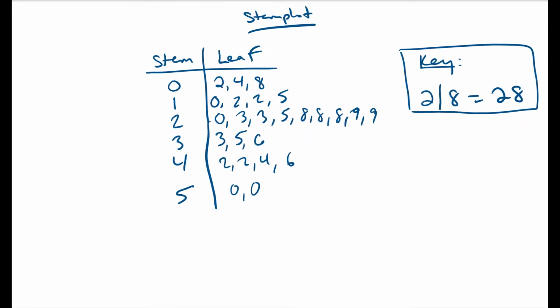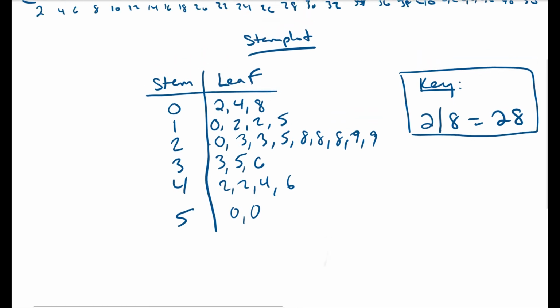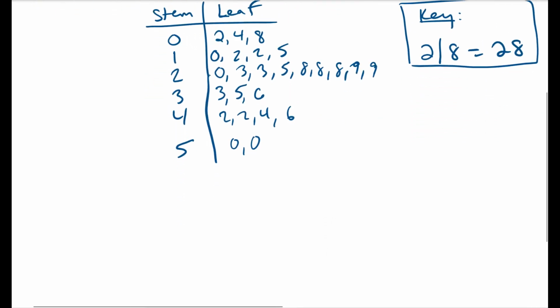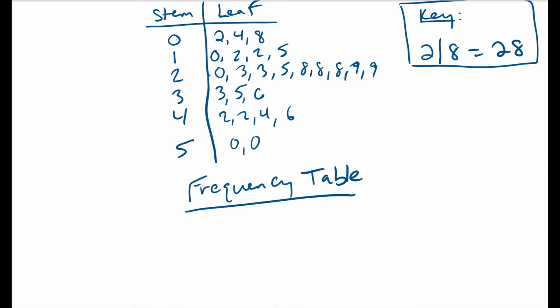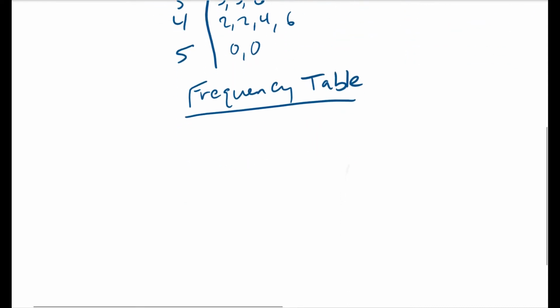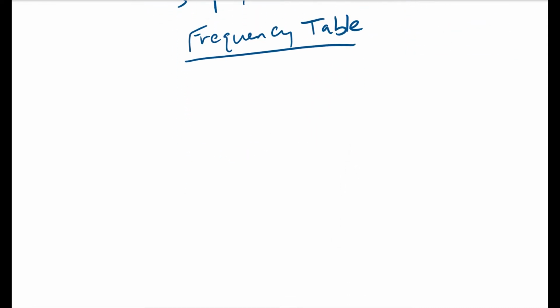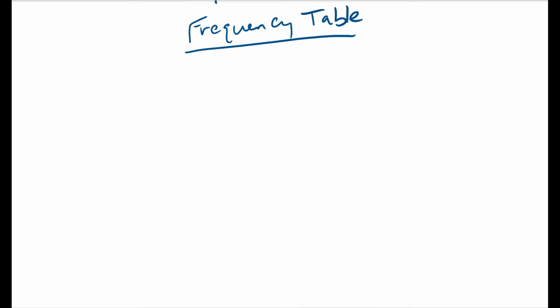So part C, part D wants us to do a frequency table for these results. Okay, so we're going to do a frequency table. All right, so for the frequency table, let's see here. We're going to calculate our class width. So we need to calculate this first.